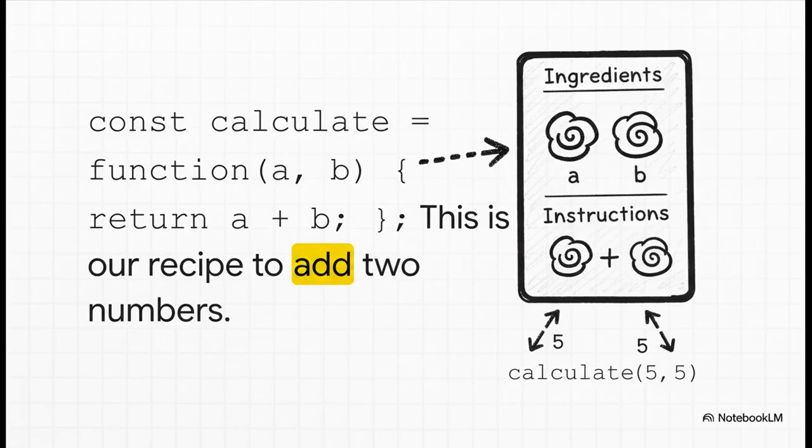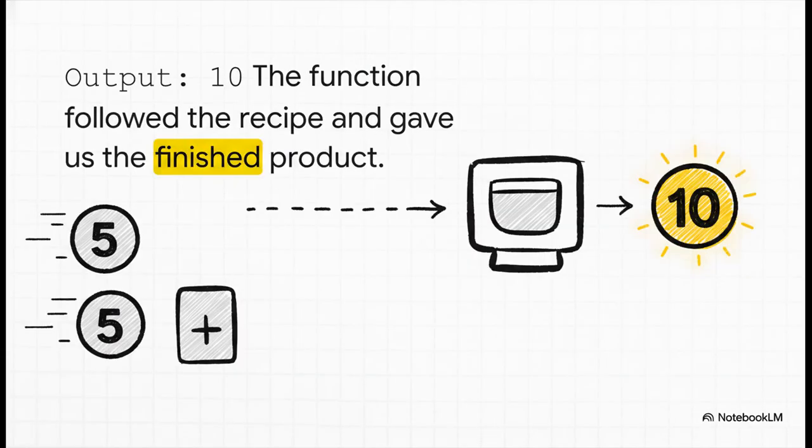Let's break down how this works. We've created a recipe, and we've called it calculate. This recipe needs two ingredients, which we're calling A and B. The only instruction in our recipe is to add A and B together and give back the result. Then, right at the end, we actually use our recipe, and we give it the ingredients 5 and 5. And there it is. The output is 10. Perfect. The function took our ingredients, it followed the recipe to the letter, and it gave us the finished product. And the best part? We can now use that calculate recipe with any two numbers we want, anytime.